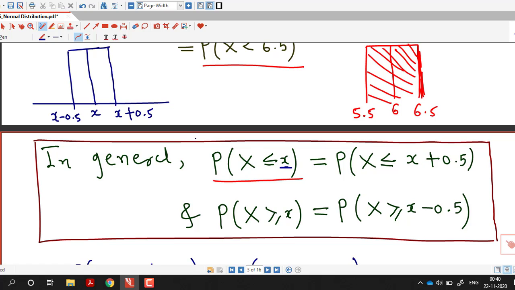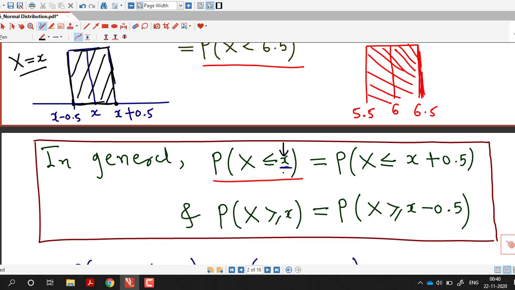Before that, the area for capital X equal to small x is nothing but the area of this rectangle. So the area of this rectangle corresponds to capital X equal to small x. Here we require the probability that X is less than or equal to x. That means we have to include x also. So to include x, we have to go up to this point, because this rectangle corresponds to the probability that capital X equal to small x. So we have to include this probability also.